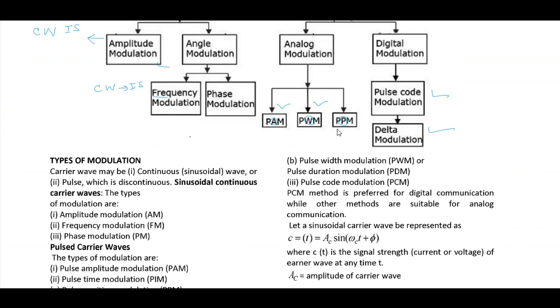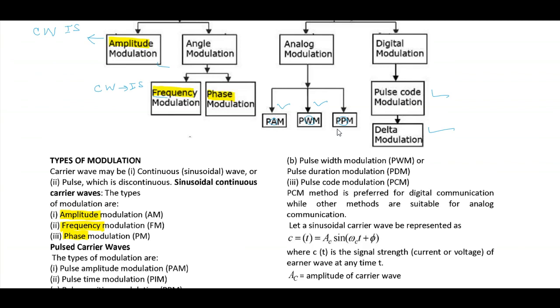One is that the carrier wave may be continuous or it may be discontinuous. In case of continuous, we have got a sinusoidal carrier wave, and then we have got amplitude modulation. Just see the left part, and then frequency modulation, and then phase modulation. So here we are just talking about this part: amplitude modulation, frequency modulation, and phase modulation.